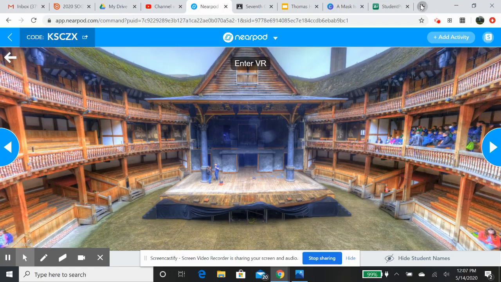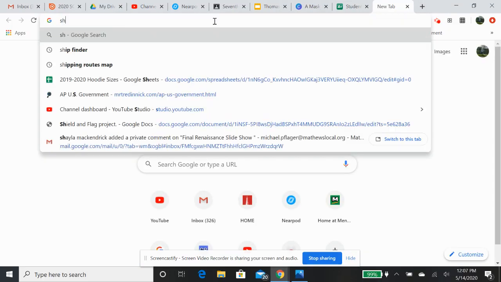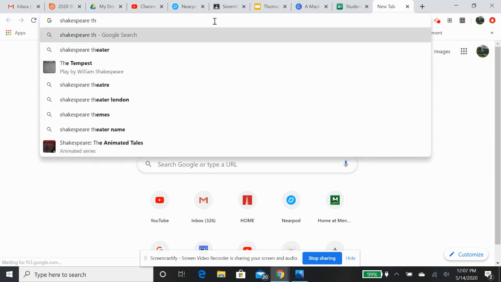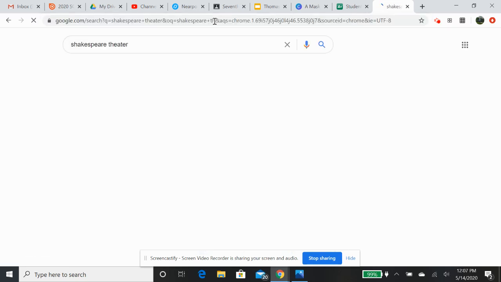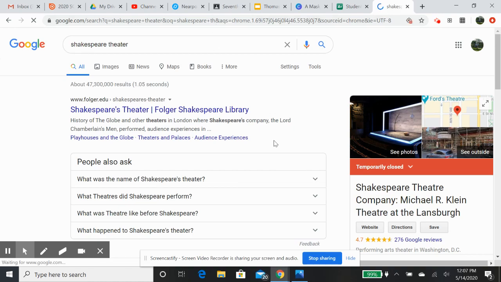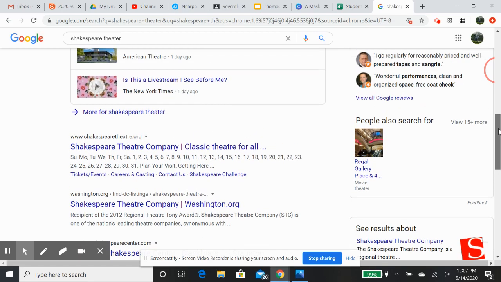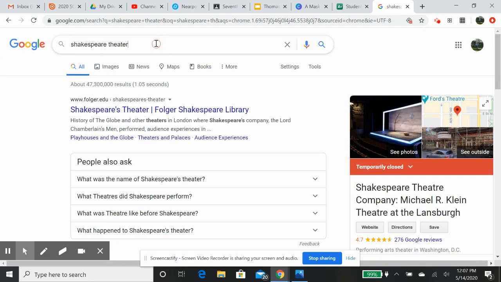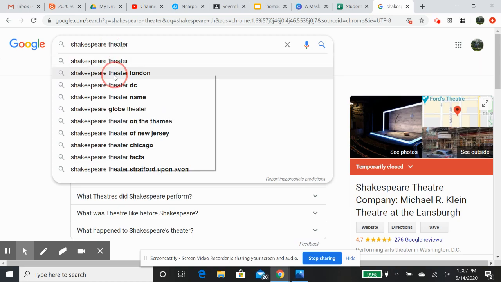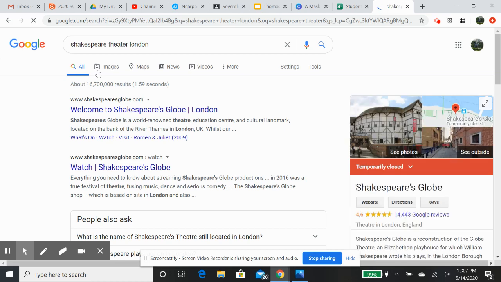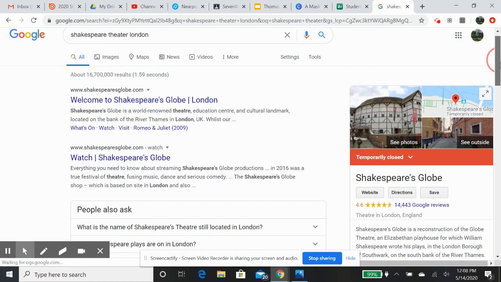For some reason, the name of the theater is really slipping my mind at this moment. Shakespeare's Globe. That's what it's called, the Globe.